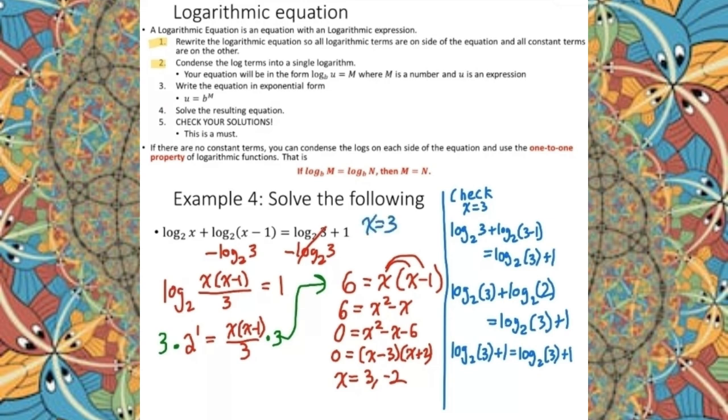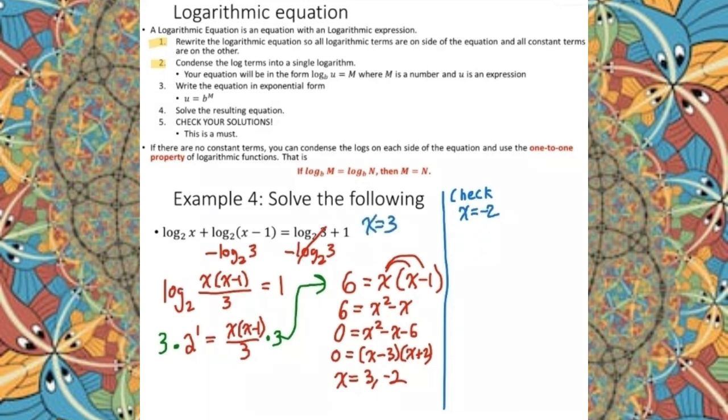So let's write that down at the top. Next, we're going to check x equals negative 2, the exact same way we checked x equals negative 3. And when we do, we have log base 2 of negative 2 plus log base 2 of negative 2 minus 1 equals log base 2 of 3 plus 1. If we take a look, we are trying to evaluate the log of a negative number. So that would be undefined, which means negative 2 is an extraneous solution. So our only solution to the equation is x equals 3.